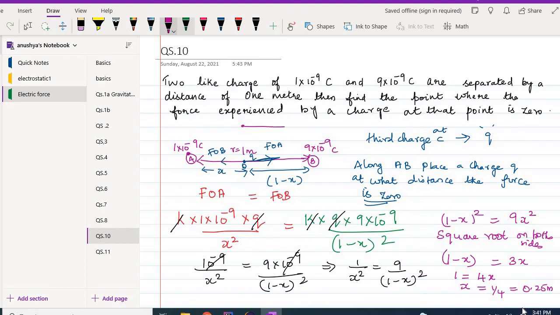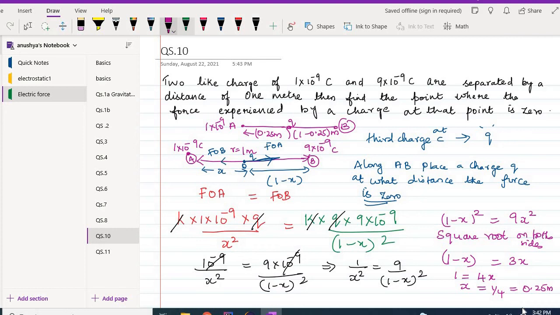at a distance of 0.25 meter, the force experienced by this 1 into 10 to the minus Coulomb and Q charge will be 0. Similarly, 1 minus this 0.25 meter distance, the force experienced by the Q charge will be 0. So exactly at 0.25 meter you have to place the third charge.